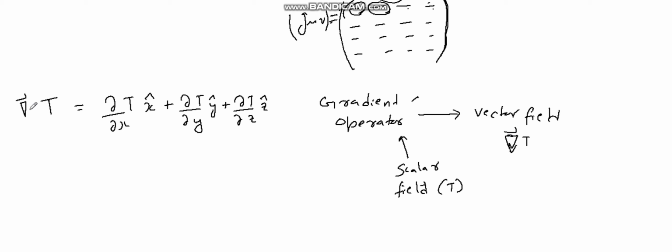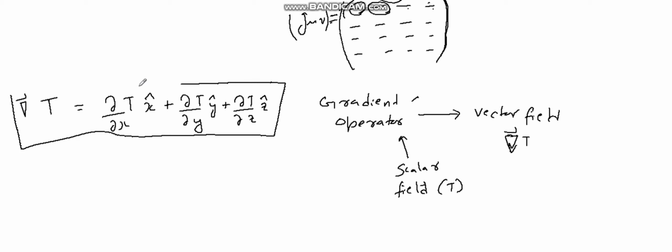Okay, so if we expand this, it would look like this. But remember, this formula is only valid for the Cartesian coordinate system. If we are expanding this del operator in other coordinate systems like spherical, polar, or cylindrical, the exact equation would look totally different. And we are going to see in the upcoming videos about the different coordinate systems as well, and how we can derive the expression for the gradient in those coordinate systems.